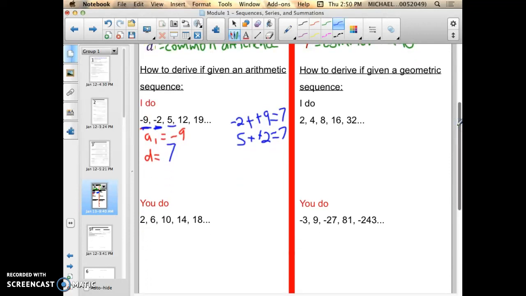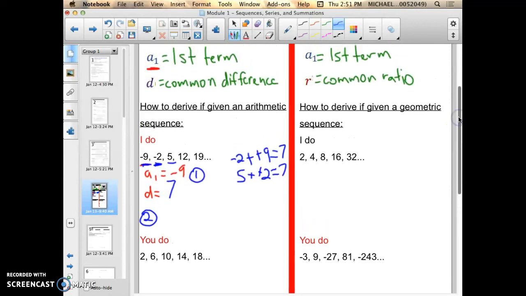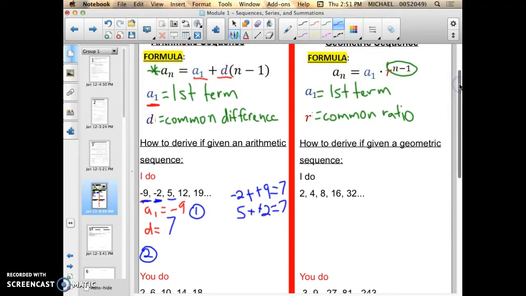My second step then, so I'll write my first step right here, identify that. Second step then is just to write out the actual explicit formula for this sequence. So I'm going to base it off of this again. So I'm going to write a sub n equals a sub 1, but instead of a sub 1, I'm going to put negative 9, because I found that earlier. Negative 9 plus 7, my common difference, times n minus 1.